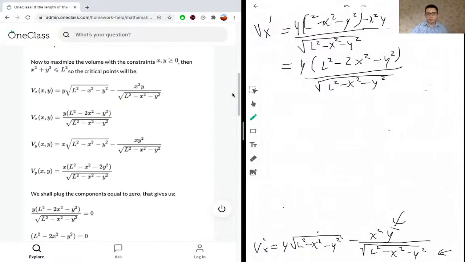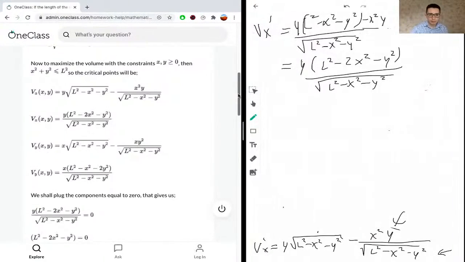So here we would do the same thing, find the derivative with respect to y for the same initial equation. So our initial equation was, let's see here.